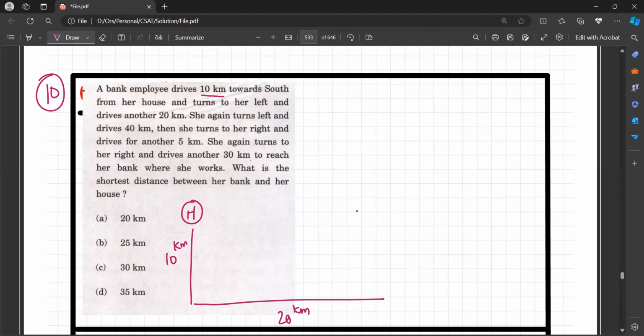Okay, fine. She again turns left and drives 40 kilometers to reach her office. I would quit the job for this much. 40 kilometers, again turns left and goes 40 kilometers. Okay.